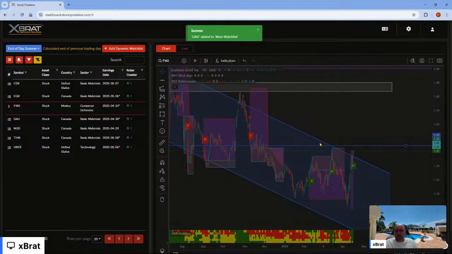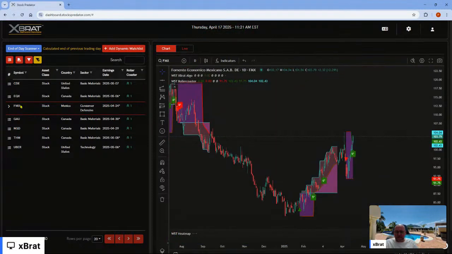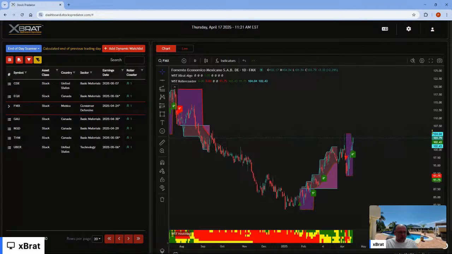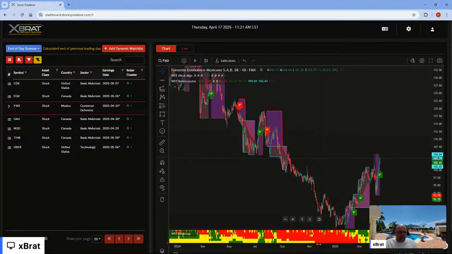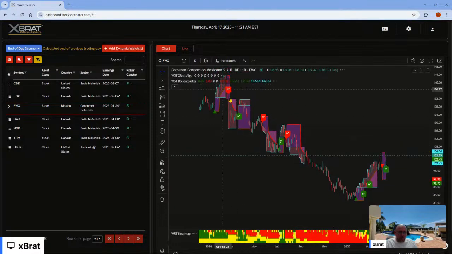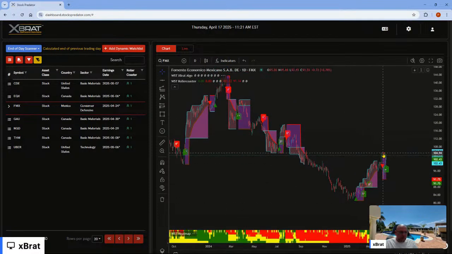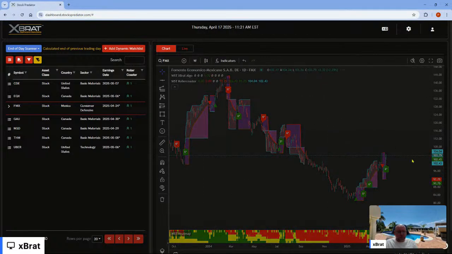FMX is the next one. Okay, even though it says Mexico, it's listed on the US stock exchange. So this is interesting, actually. It has been in a very downward trend for quite a while here, and now we're pushing up. This looks quite interesting. So let's put it on the weekly.